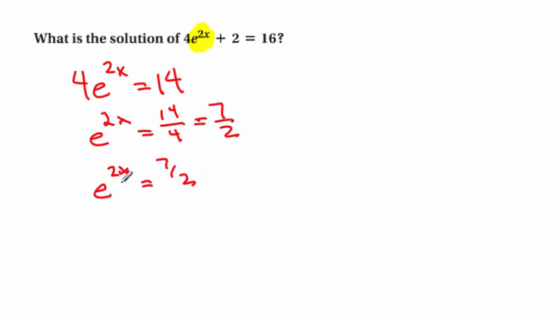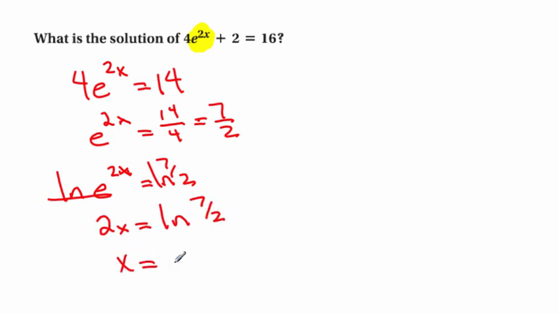Now I want to cancel this e function out, so I take the natural log of both sides. And this cancels. So I have 2x equals natural log of 7 halves. And I will divide by 2. So natural log of 7 over 2, divided by 2. And there's my answer. So isolate your e function first, and then use natural log to cancel out the e.